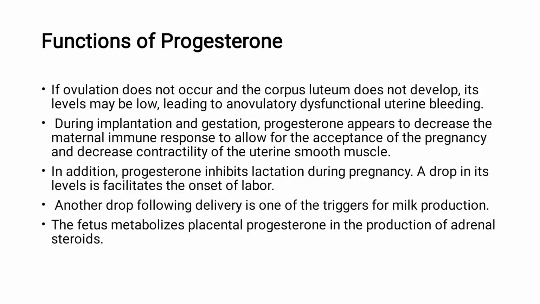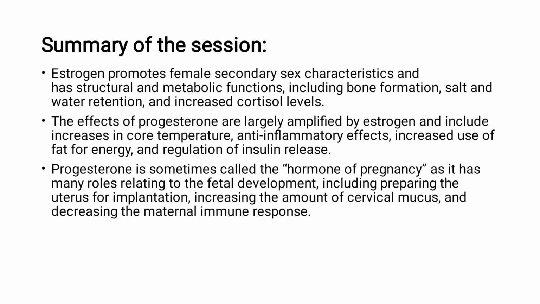During implantation and gestation, progesterone appears to decrease the maternal immune response to allow the acceptance of the pregnancy and decrease the contractility of the uterine smooth muscle. In addition to that, progesterone inhibits lactation during pregnancy. A drop in its level facilitates the onset of labor. Another drop following delivery is one of the triggers for milk production. The fetus metabolizes placental progesterone in the production of adrenal steroids.